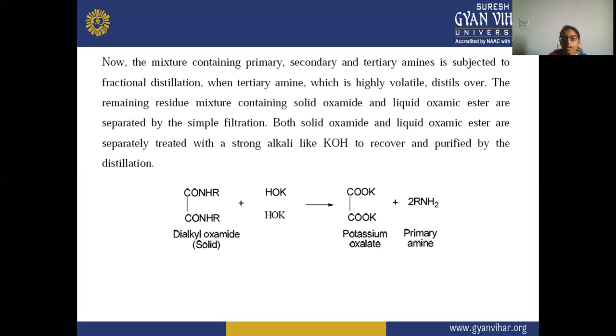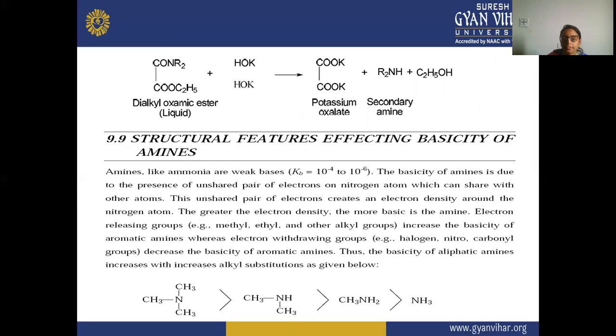So here it is dimethyl oxamate, which is the solid, and it is treated with KOH, and there is formation of potassium oxalate, and the primary amine is separated out by this method. And in this case, the liquid ester, when it is treated with the strong alkali, potassium hydroxide, there is formation of potassium oxalate, the secondary amine, and ethyl alcohol is separated out. So we can easily separate the secondary amine and the primary amine from this.